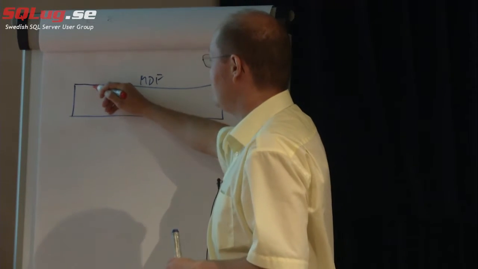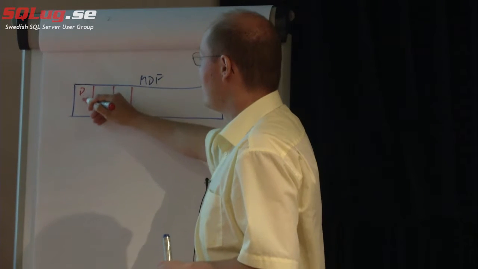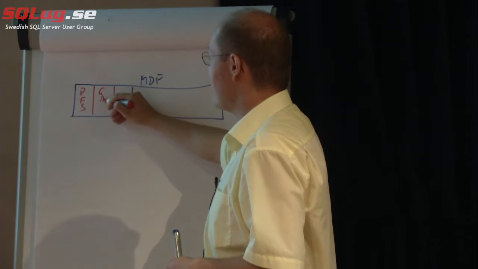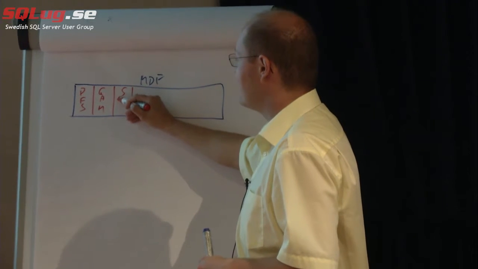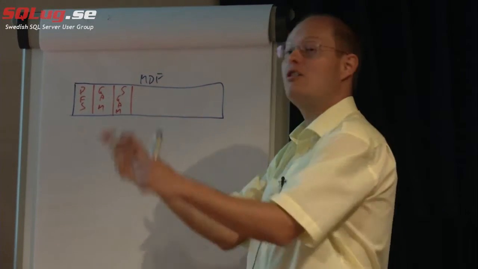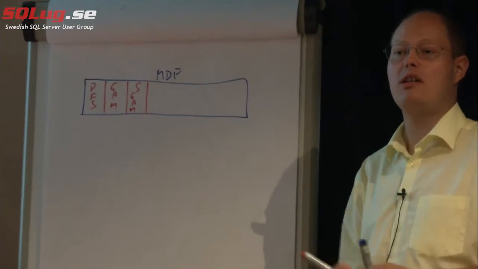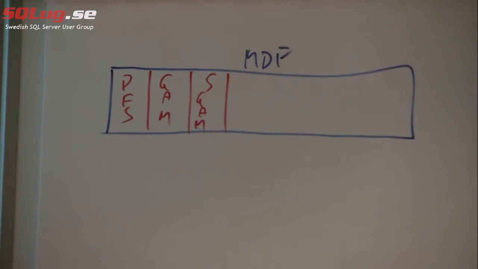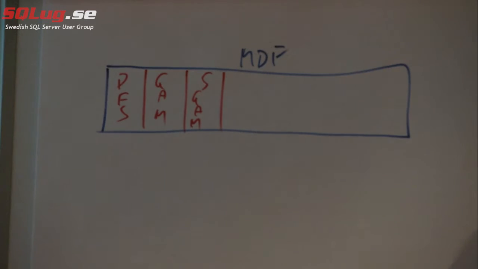SQL Server uses here various pages: a so-called PFS page, page free space page, a GAM page, global allocation map page, and a so-called SGAM page, shared global allocation map page. Those are just three different system pages, which are again 8 kilobytes large. And with those system pages, SQL Server is able to find free space in our data file.